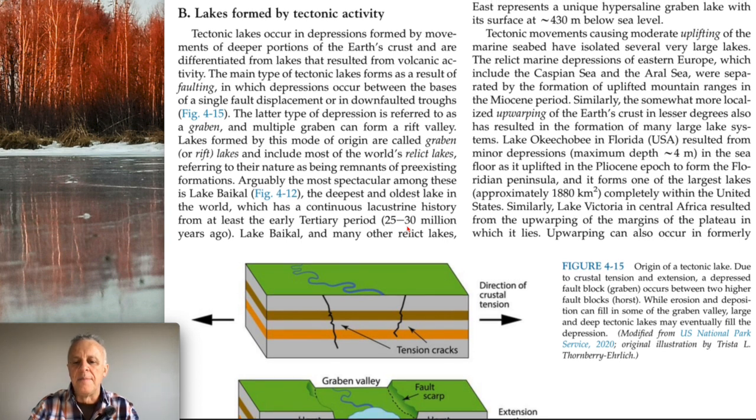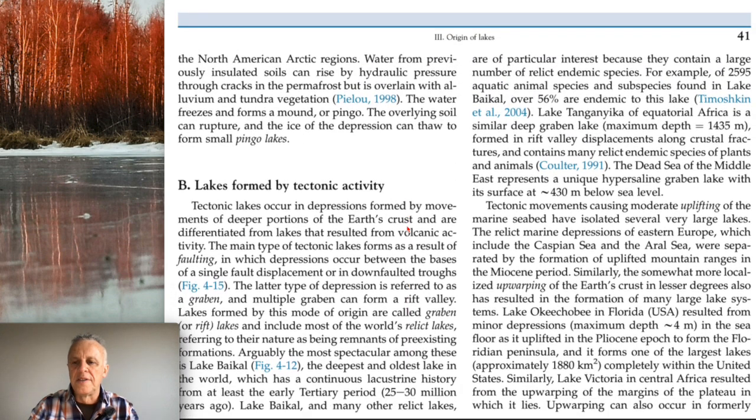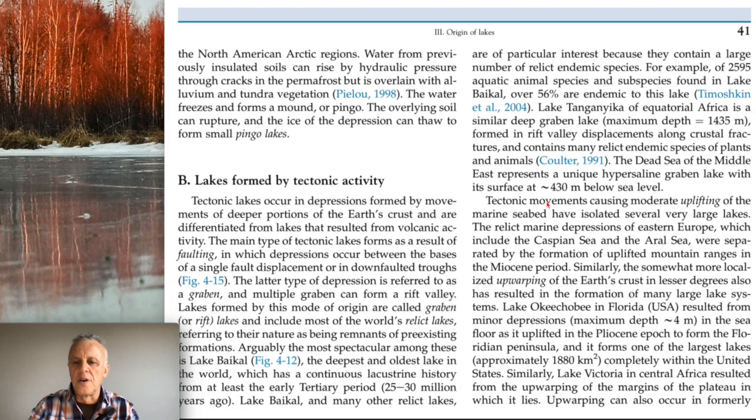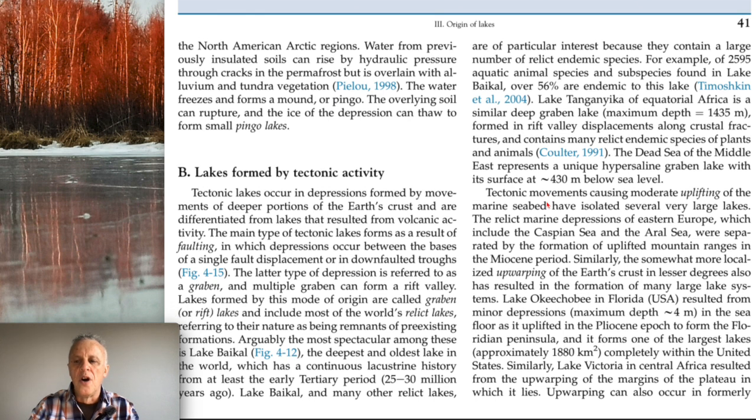Lake Baikal and many other relict lakes are of particular interest because they contain a large number of relict endemic species. For example, of 2,595 aquatic animal species and subspecies found in Lake Baikal, over 56% are endemic to this lake, meaning that they are native to the lake. Lake Tanganyika of equatorial Africa is a similar deep graben lake, maximum depth of about 1,435 meters, formed in Rift Valley displacements along crustal fractures and contains many relict endemic species of plants and animals.